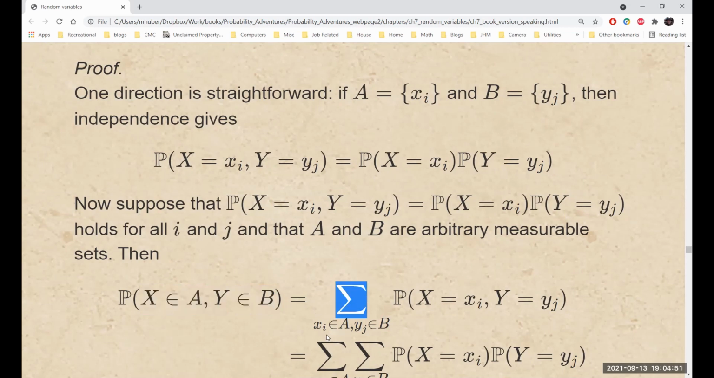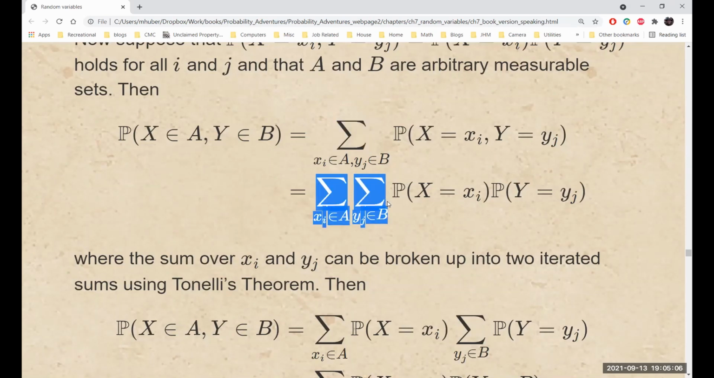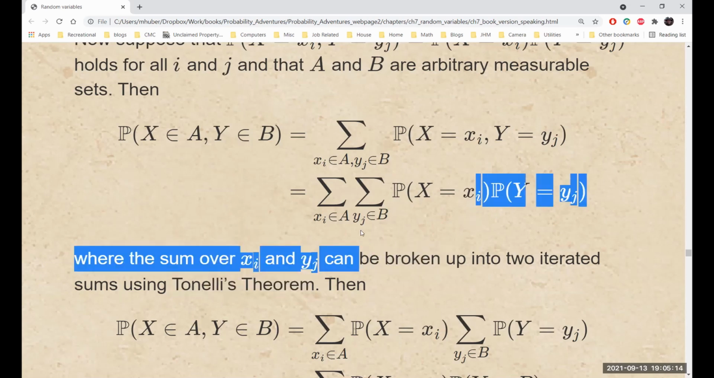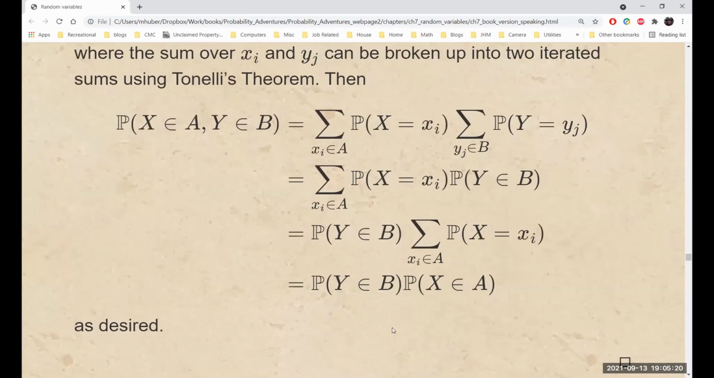Now, that's a big sum over all possible x sub i and y sub j of the probability that X and Y equal those values. We're assuming that we can factor that into two things, and we can break up this two-dimensional sum into an iterated sum using Tonelli's theorem. Now, once we have the iterated sum, notice that x sub i doesn't depend on the inner sum over y sub j, so we can bring it out in front of that sum.